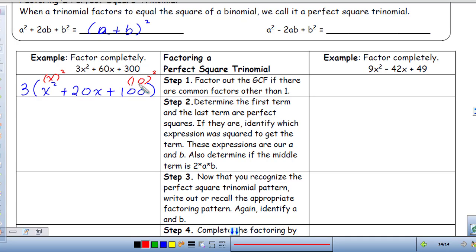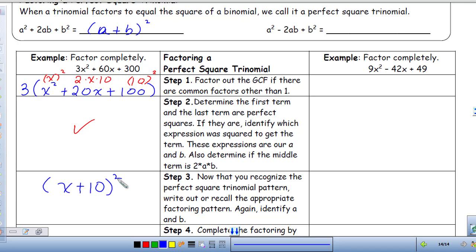In the middle, do I have 2 times x times 10? Yes, right? So this fits the pattern of a squared plus 2ab plus b squared. And so we know that factors as just a plus b squared. What I identified was that my a is x and my b is 10, and if I do 2 times a times b, it comes up to 20x. So yes, it fits the pattern. Now that you recognize the perfect square trinomial pattern, write out the appropriate factoring. And so it is just x plus 10 squared.